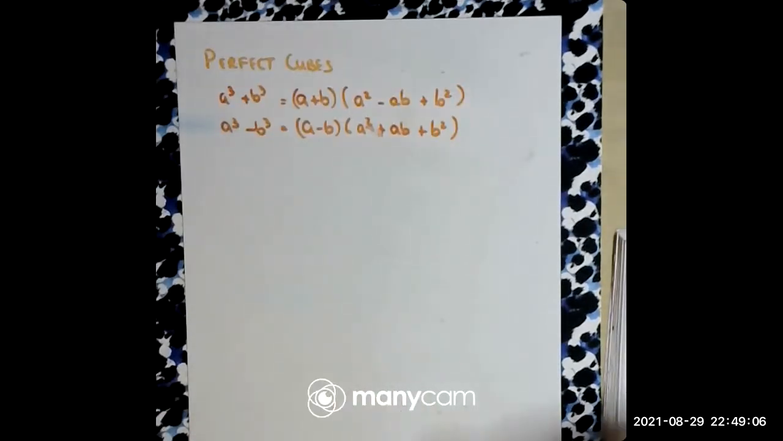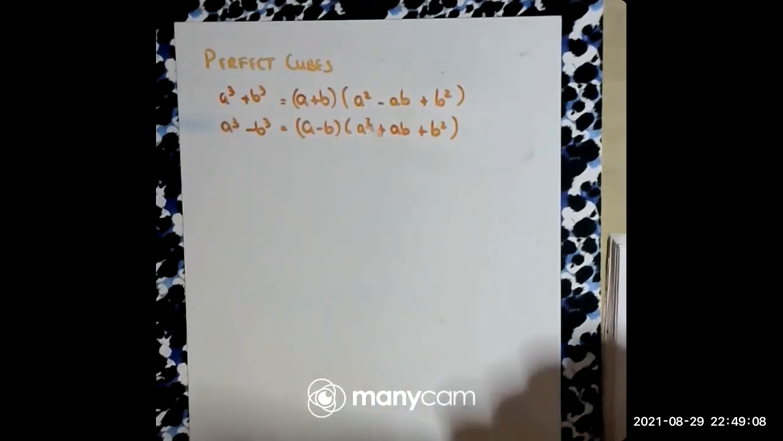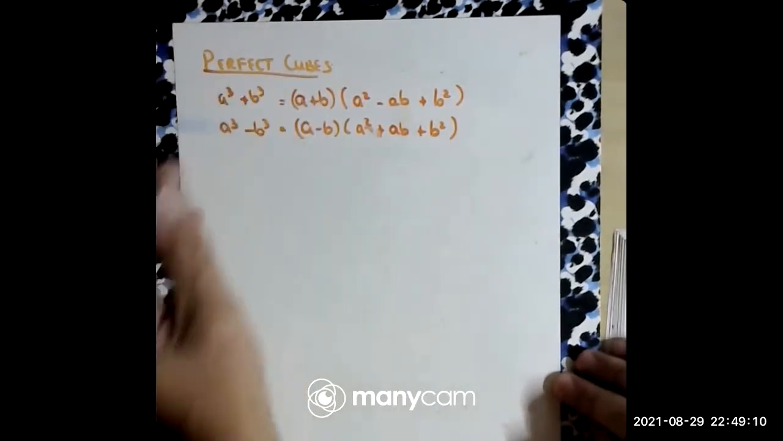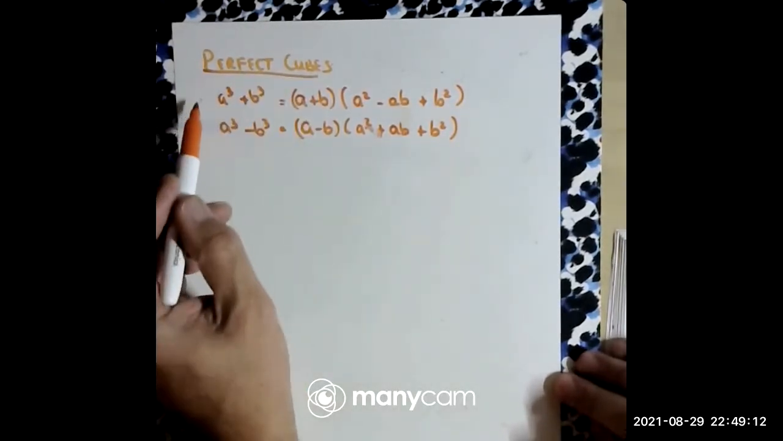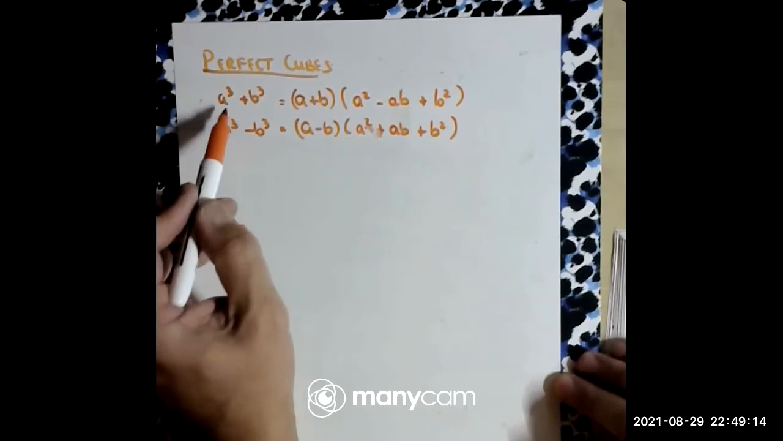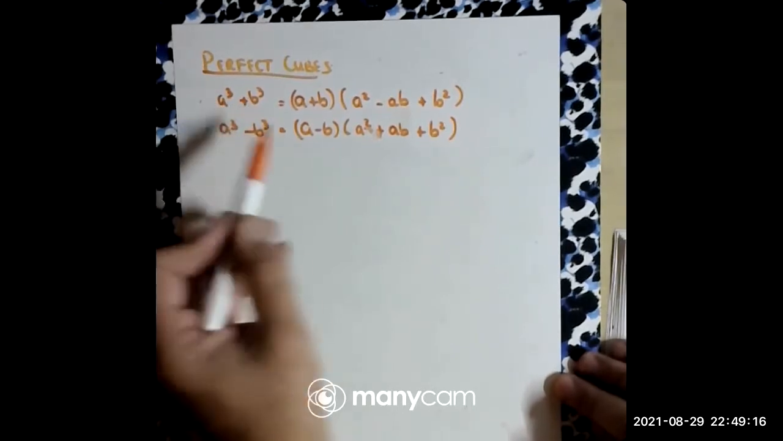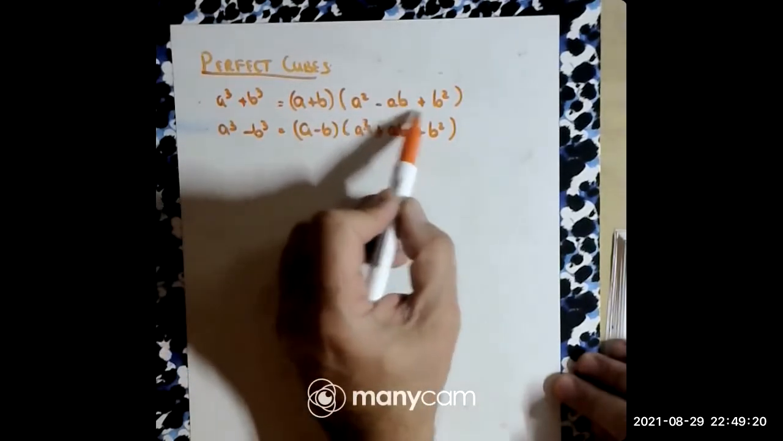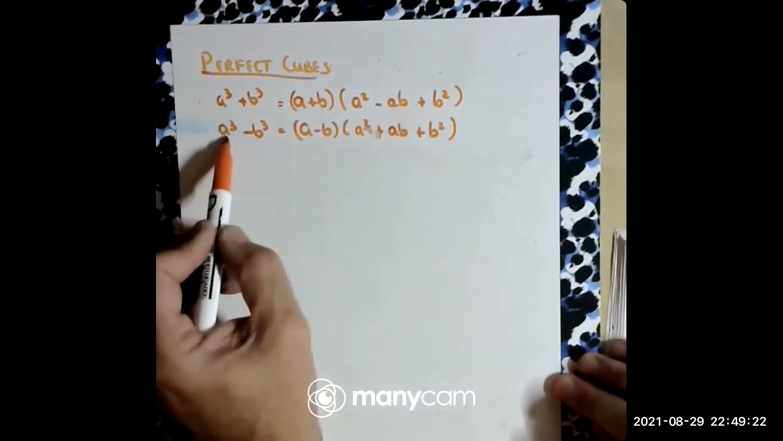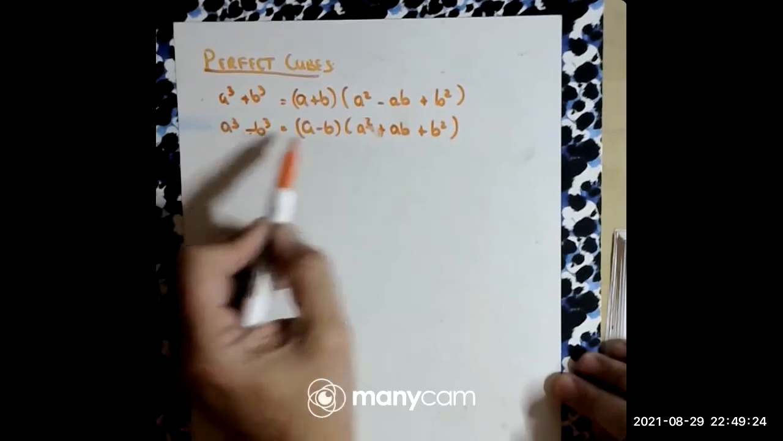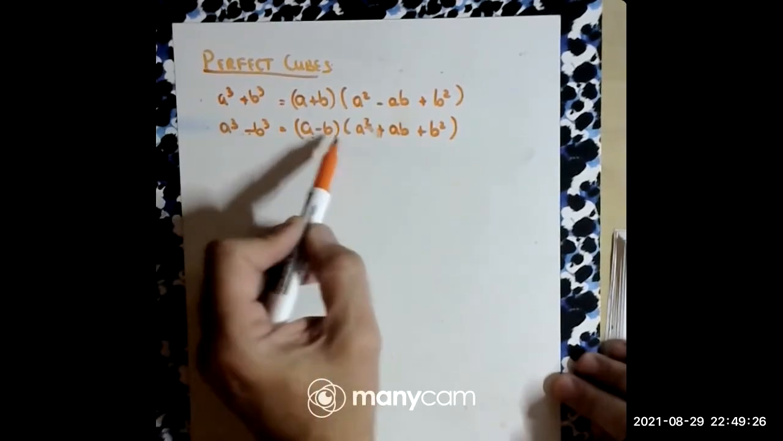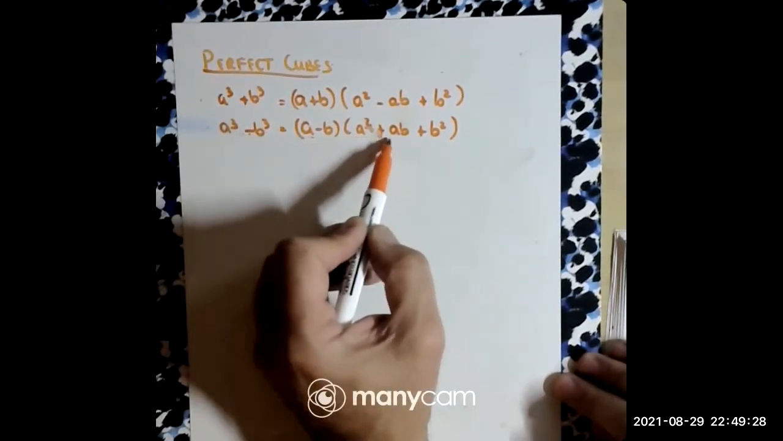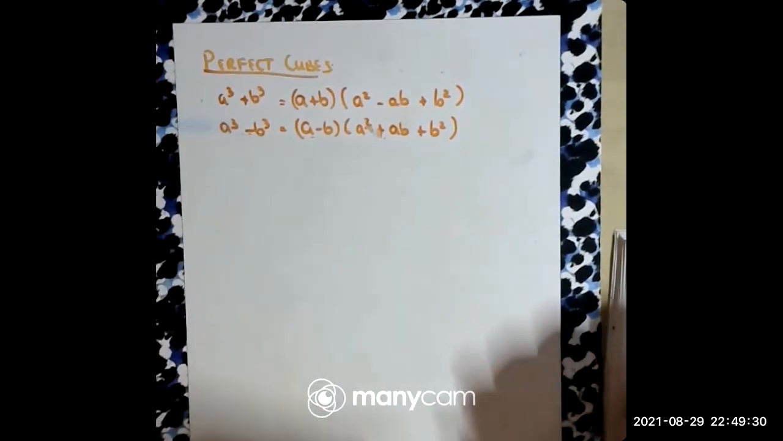Last but not least, let's go ahead and attempt the perfect cubes, very unique. Once it's obviously the sum or difference of cubes: a cubed plus b cubed is a plus b times a squared minus ab plus b squared. A cubed minus b cubed is a minus b times a squared plus ab plus b squared.